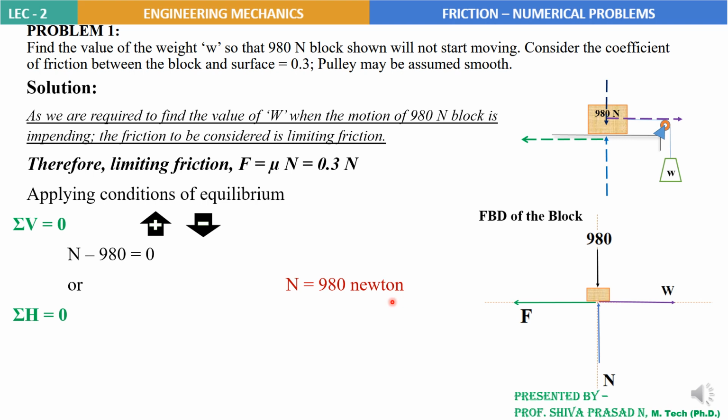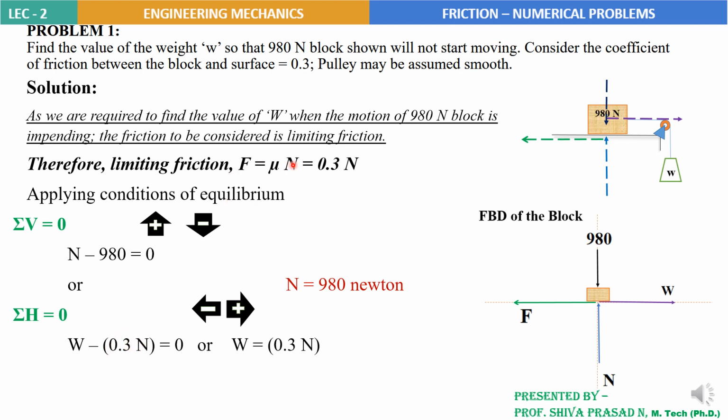Moving on to the second condition of equilibrium, sigma H equal to 0. We consider right side forces positive and left side forces negative, and these are all the forces along the horizontal. Right side force W and left side force F. So two forces only. Right side force W positive and left side force F negative. So minus 0.3 N. This is nothing but the value of F.